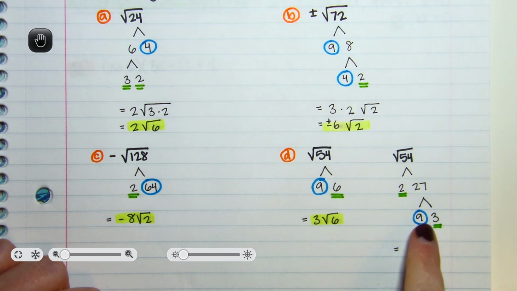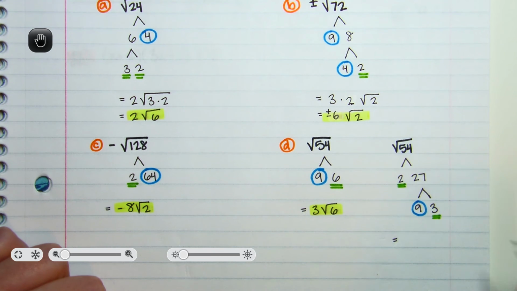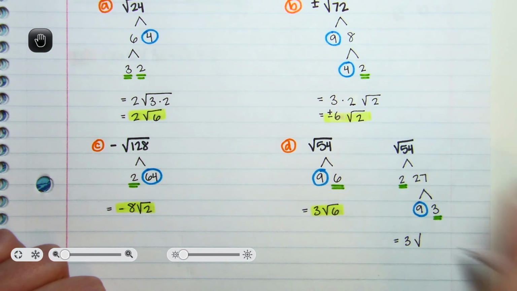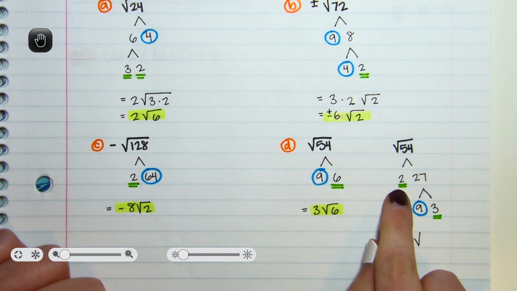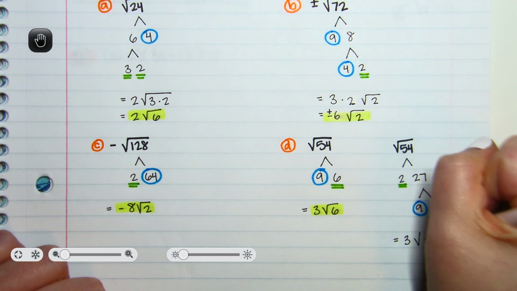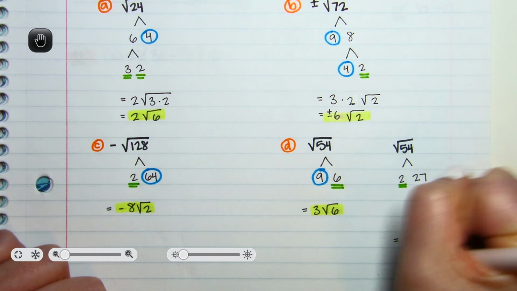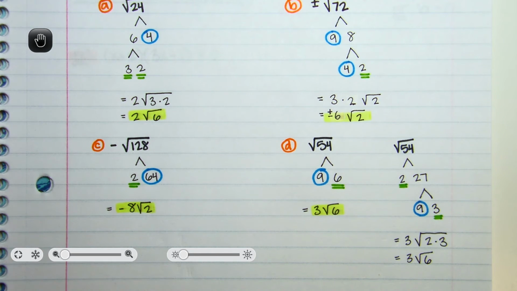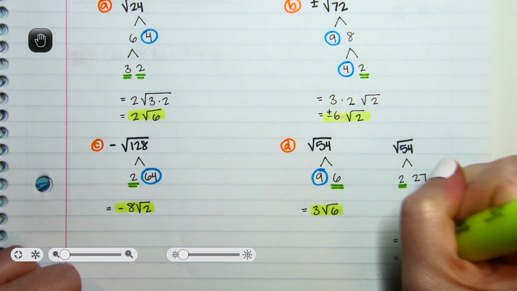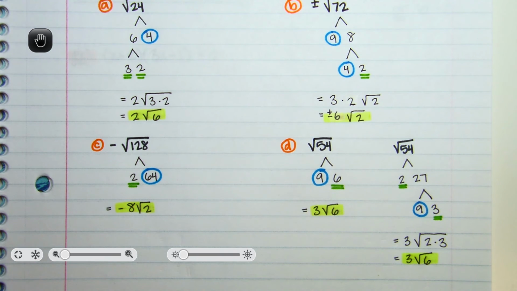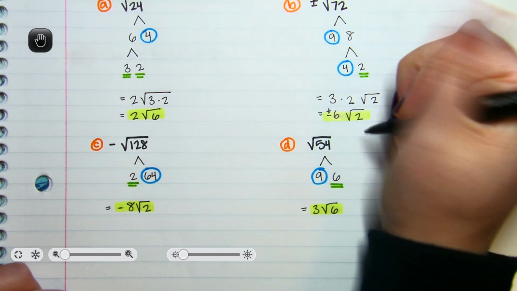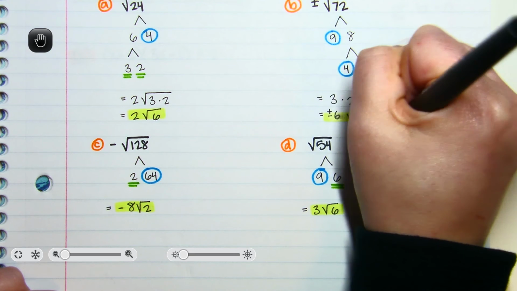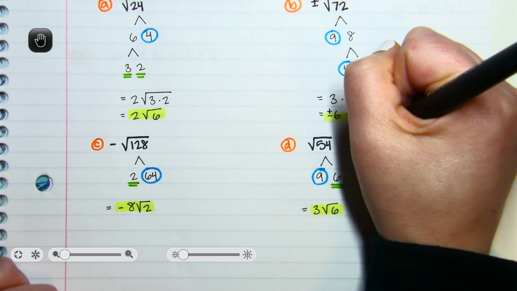So what comes out of the radical is the square root of 9, which is 3. And then underneath the radical that stays stuck is the 2 times 3. Or in other words, 3 rad 6. So there are truly lots of ways of doing these problems.